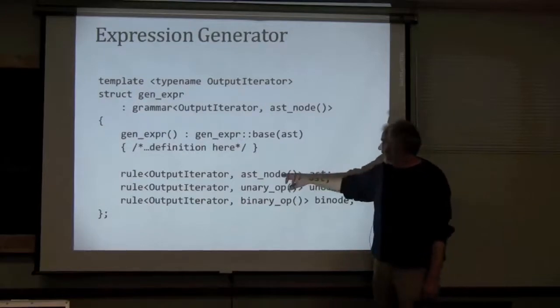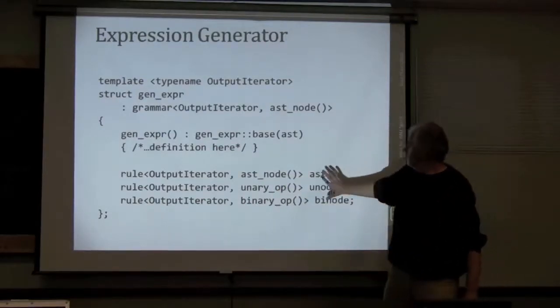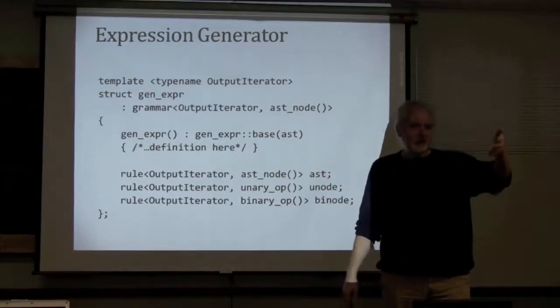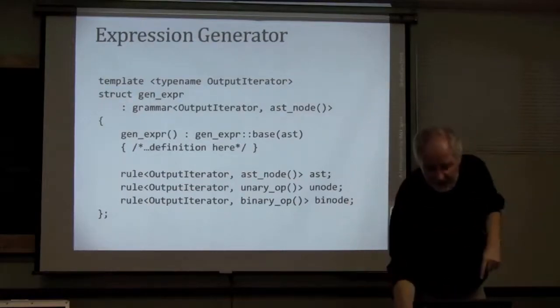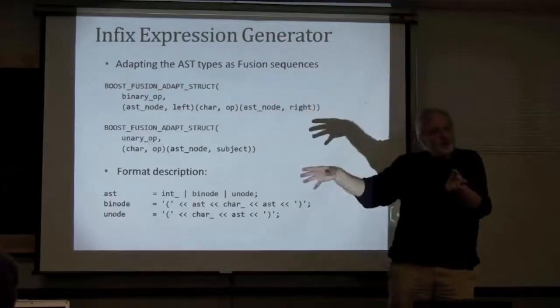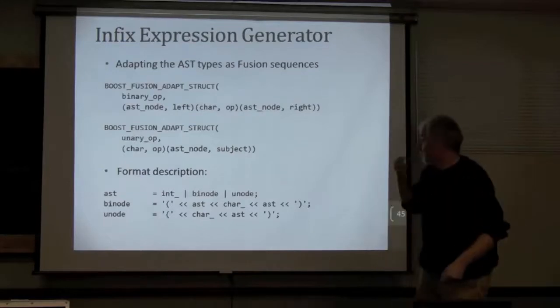In this case, I need an AST node, a unary operation, and a binary operation. So it's a bit more involved. And that answers your question, or goes in the direction of your question, why can't I use the same format? You see that in this case, I'm concerned about the internal data representation. I want to output that somehow, and not about the external representation, which is described by the format.